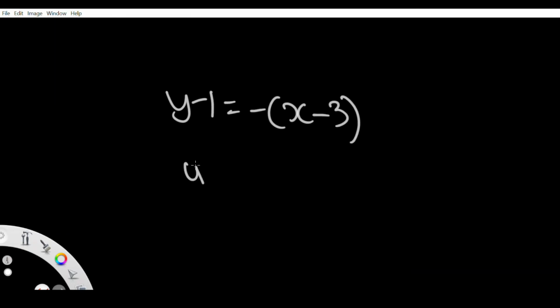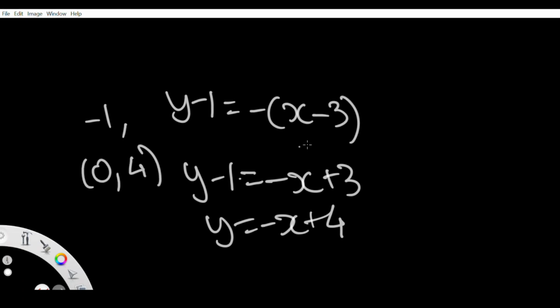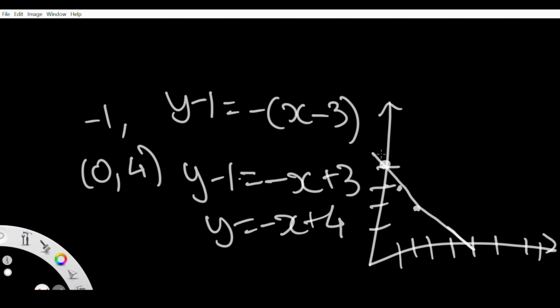Okay, so we're given a few point slope forms to graph. So y minus 1 is equal to negative x minus 3. So y minus 1 is equal to negative x plus 3. And y is equal to negative x plus 3 plus 4. So we know that slope is negative 1 and y-intercept is 0, 4. So when we graph 0, 4, 1, 2, 3, 4, we go down 1, down 1, down 1, down 1. We have a downward slope.